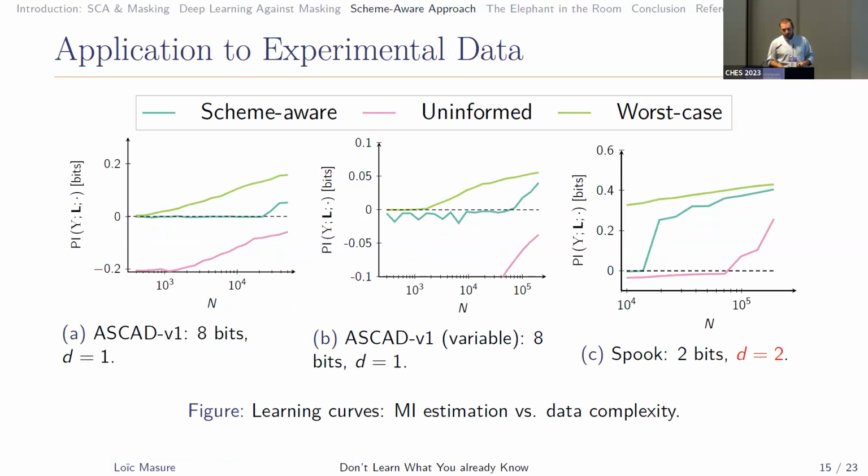Let's see what happens now on experimental data. You have here the two versions of the ASCAD V1 dataset, which is a first order Boolean masking. We can see similar results, with intermediate results between the worst case adversary and the uninformed adversary. We also extend the computation over the Spook dataset, which took part in the CHES 2020 CTF.